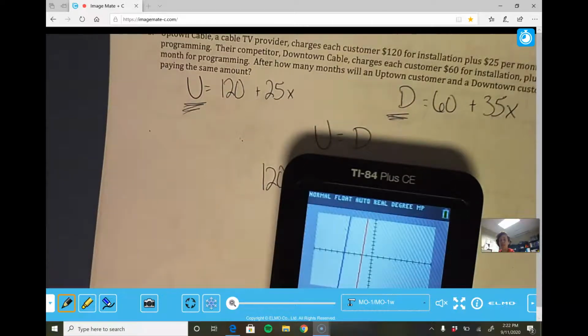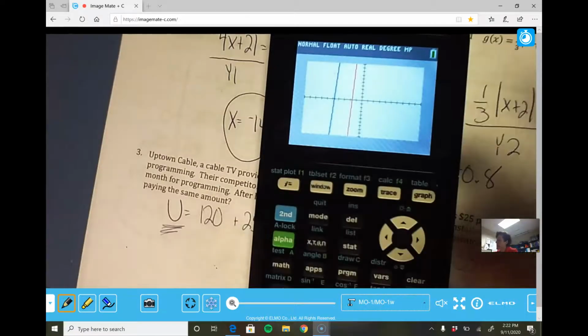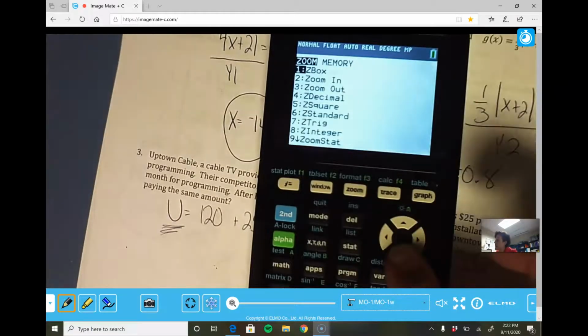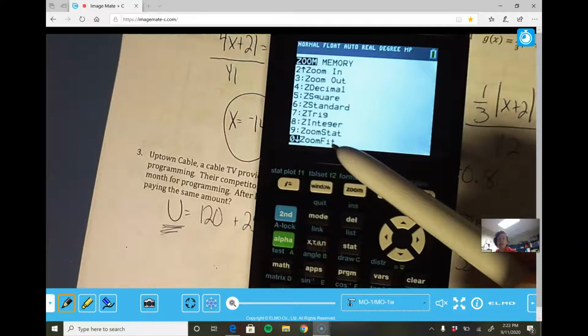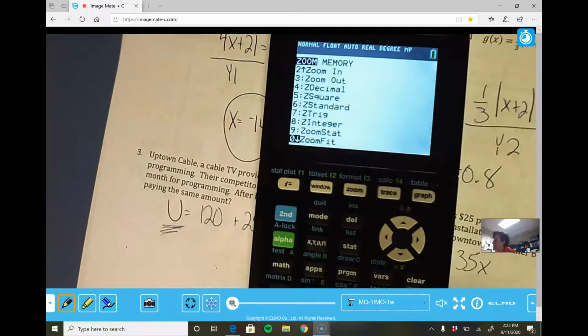So instead of adjusting the window, because it's really hard to tell where these are meeting, there's another option, and it's called zoom fit. So if you press zoom, and if you scroll down, it goes 6, 7, 8, 9, and then it starts with 0. If you press zoom 0, it will do zoom fit. And so I'm going to press zoom 0 or just hit enter.